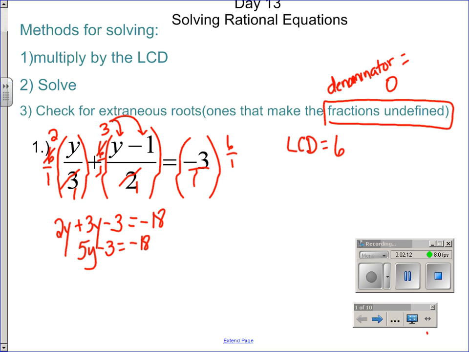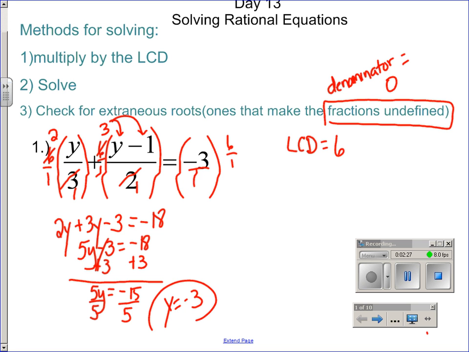Now we have to get rid of what? The 3. So add 3 to both sides. You're left with 5y equals negative 15. Divide by 5, y equals negative 3.